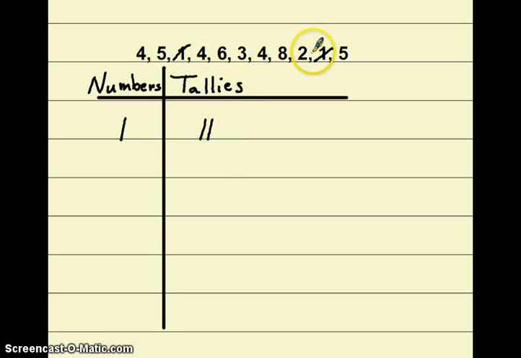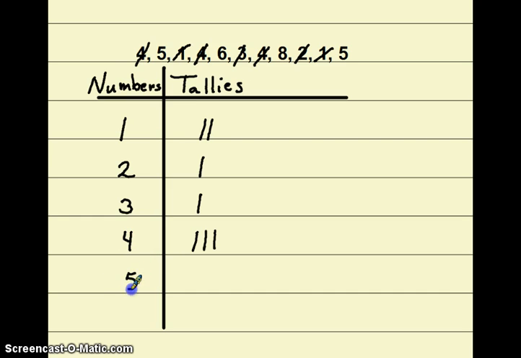Then I look at my next number, 2, so I'm going to put that here. I only have 1 2, so I'll just put 1 tally mark. My next number will be 3. Let's see, I have just 1, so 1 tally mark. I have 4 next, so I have 1, 2, 3 of them. So 1, 2, and 3.